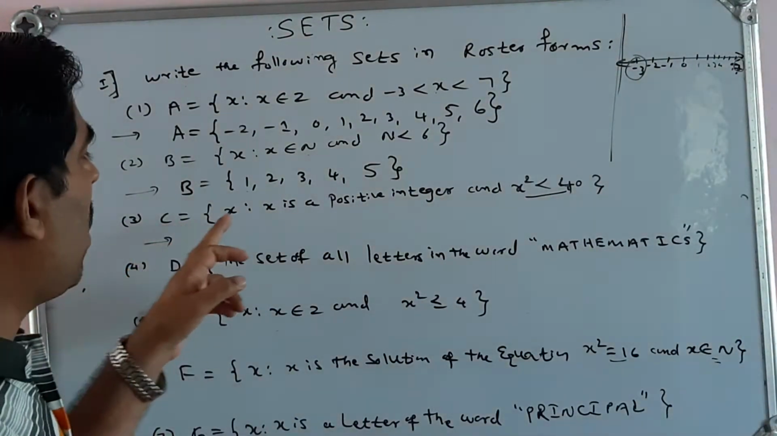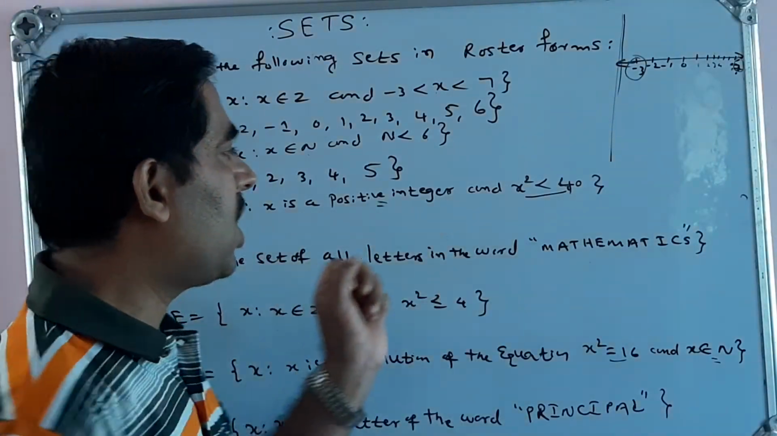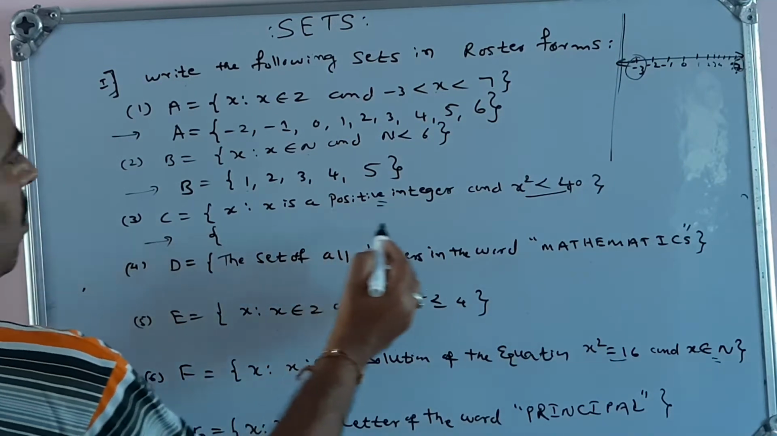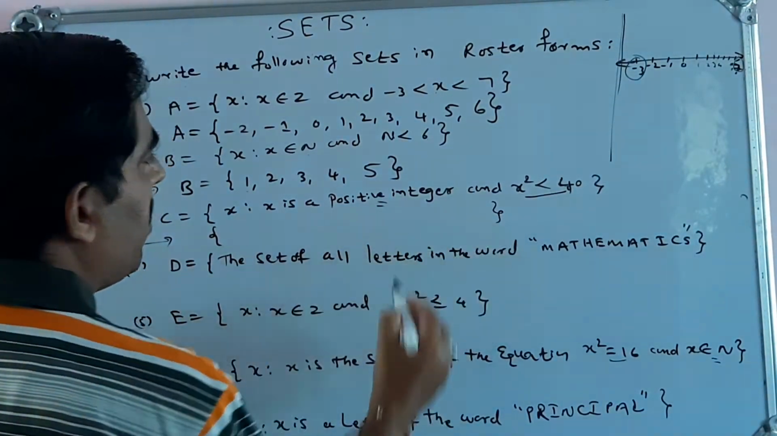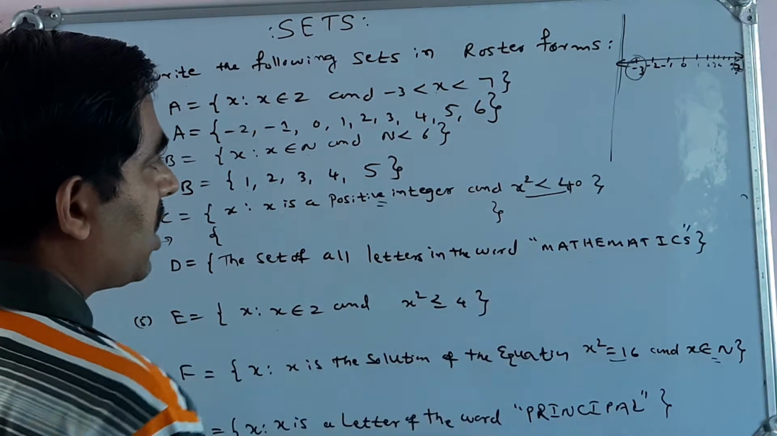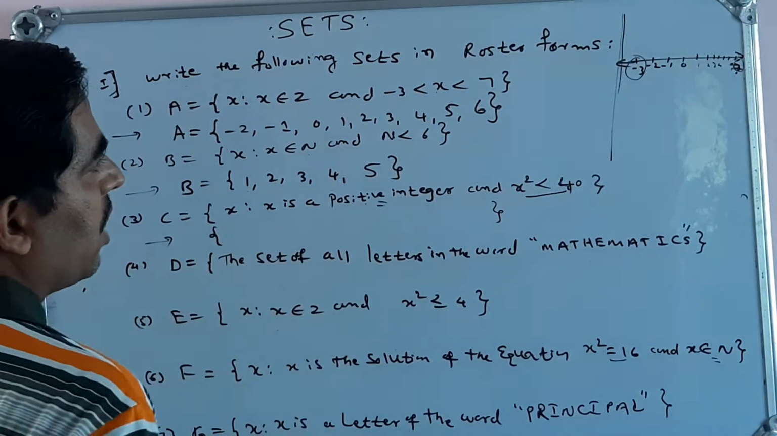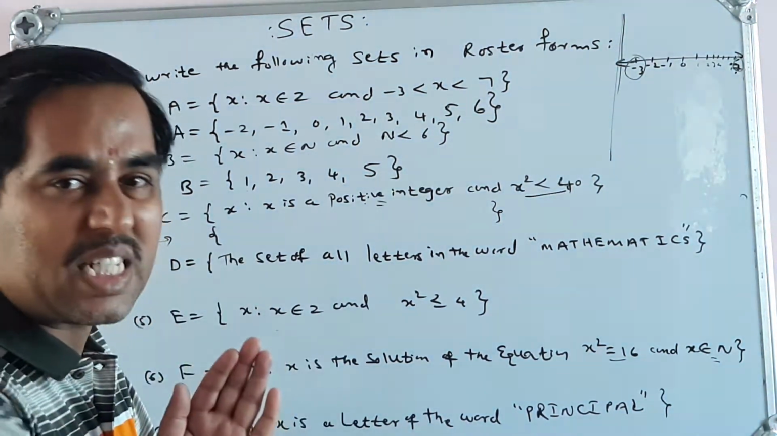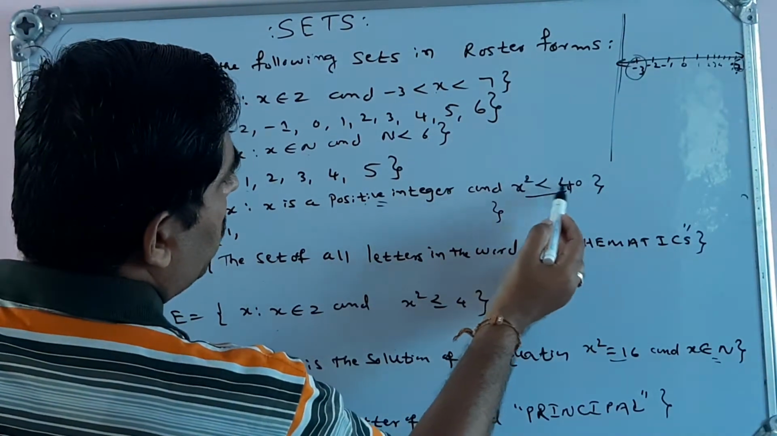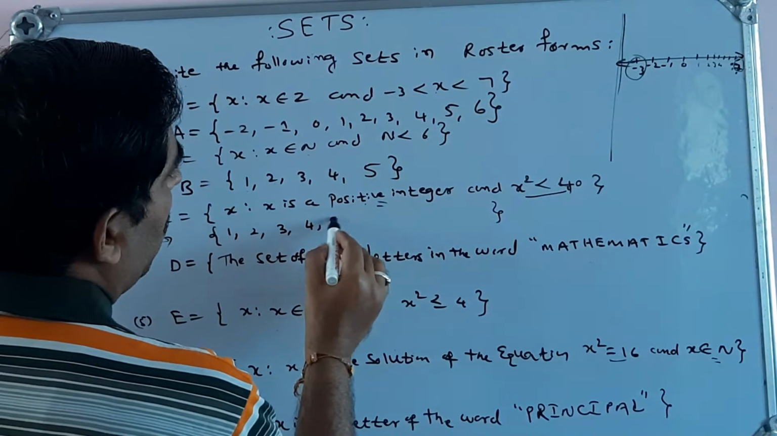C is equal to x such that x is a positive integer and x square is less than 40. So we have to list the elements here. Positive integer means we have to consider only positive integers. So I can write 1. 1 square means 1, less than 40. Then 2, 3, 4, 5, 6.